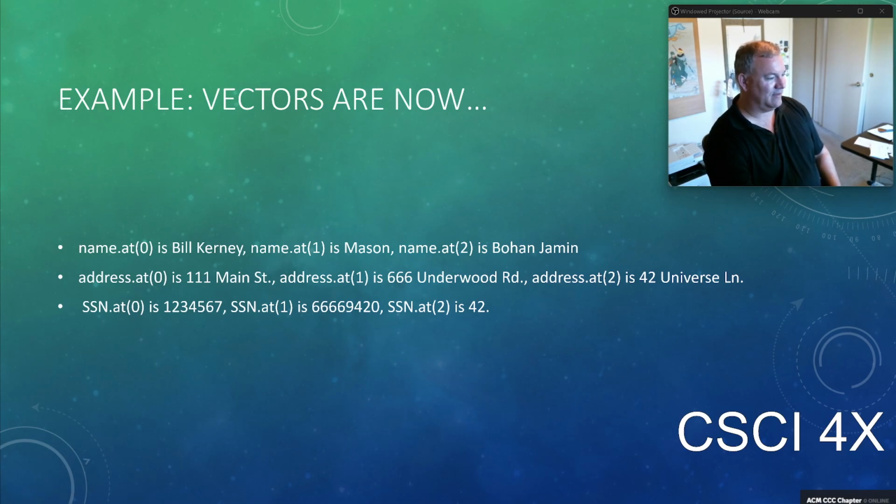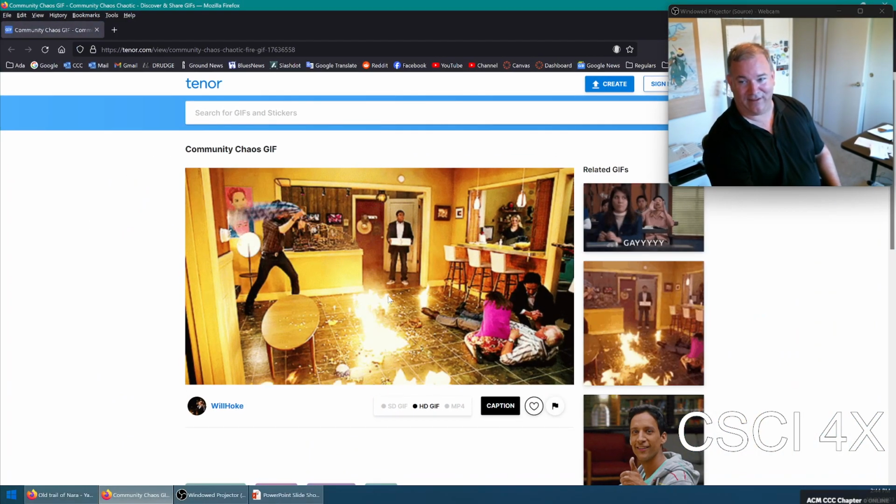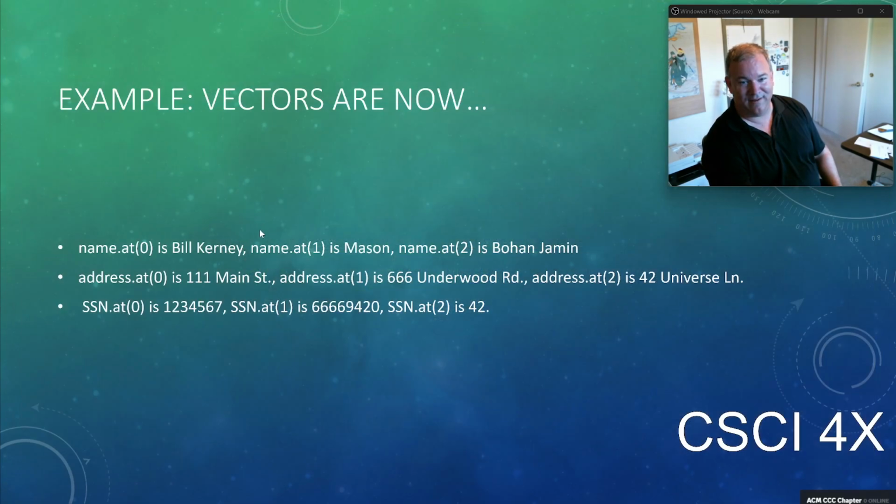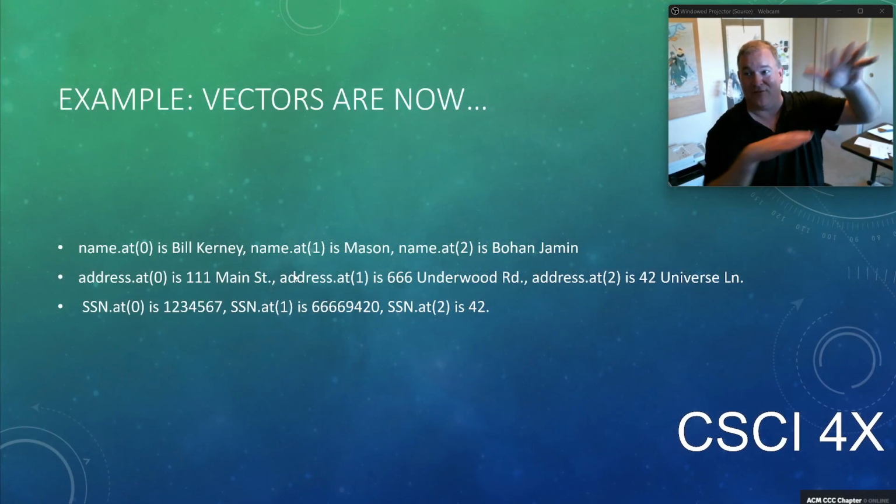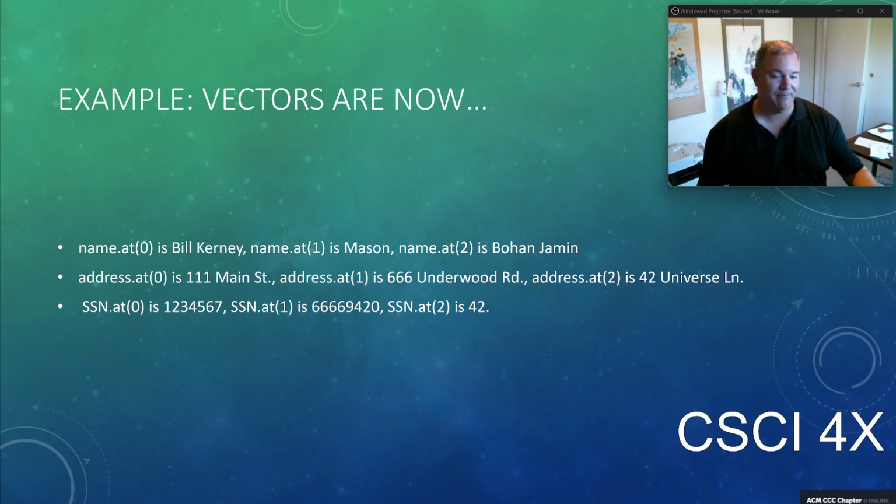Yeah, that's a great GIF, Bean. That's literally what happens when you try sorting and you've got different vectors holding information about the same person. It's just a nightmare.